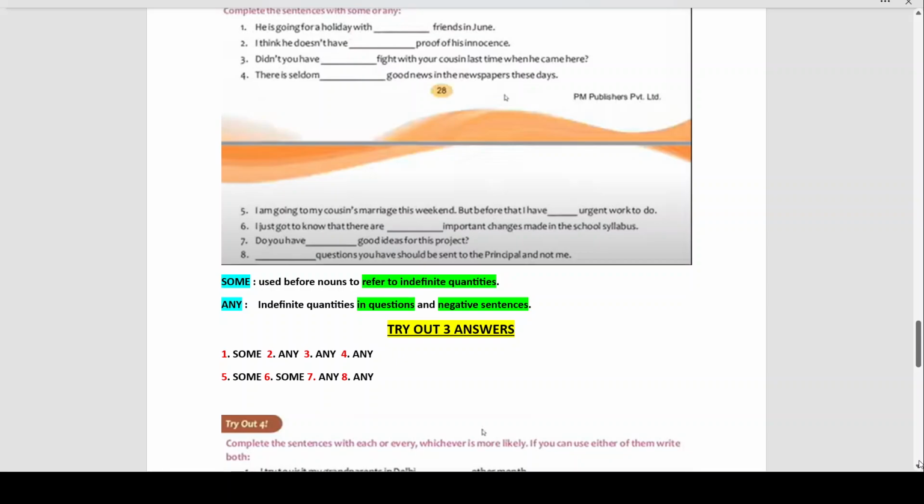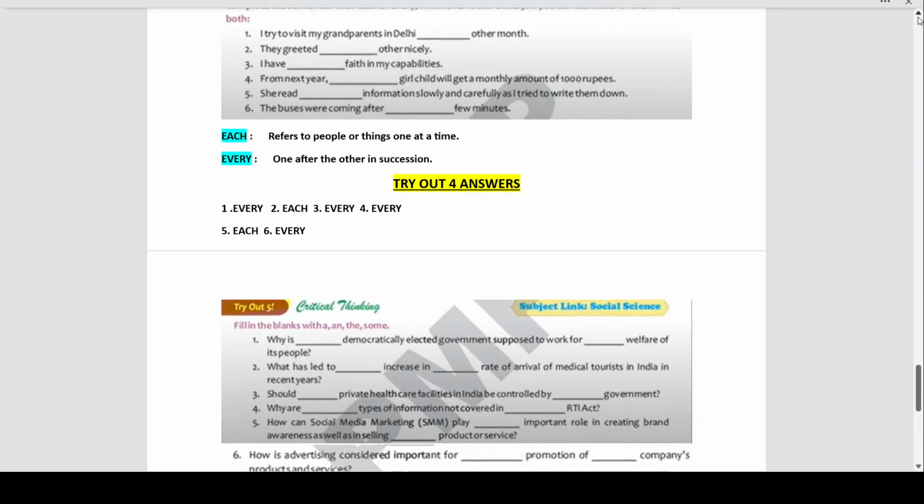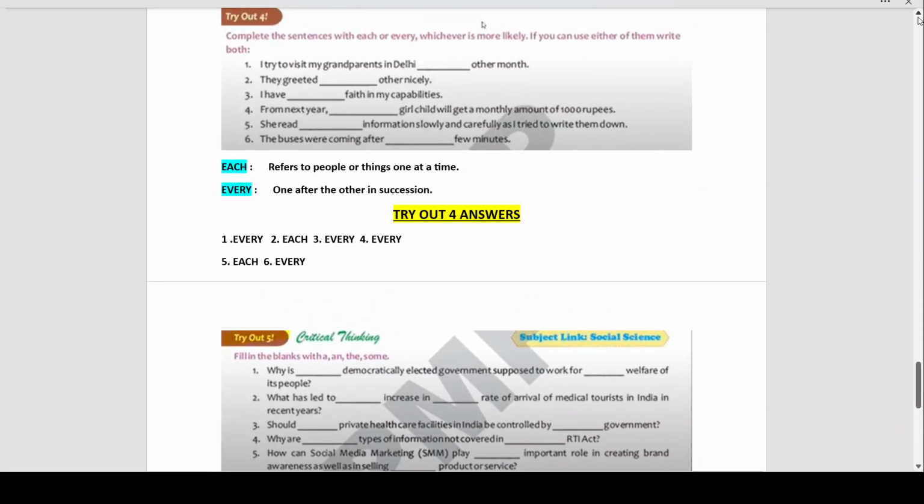Whenever you give an answer, students, you always have to justify your answer. Only then you will understand why you are doing it. Next, try out four. Complete the sentences with each or every, whichever is more likely. If you can use either of them, write both.